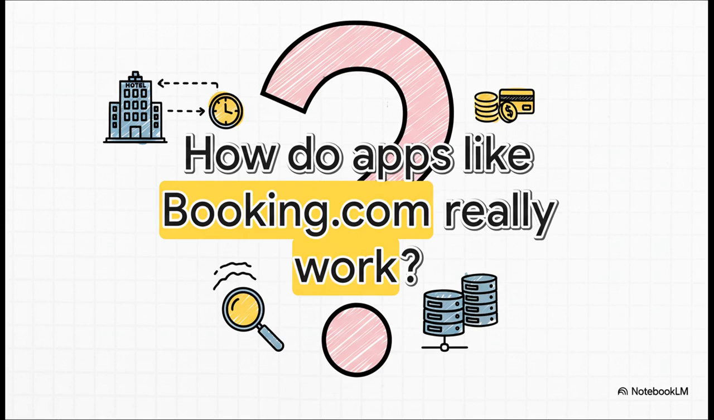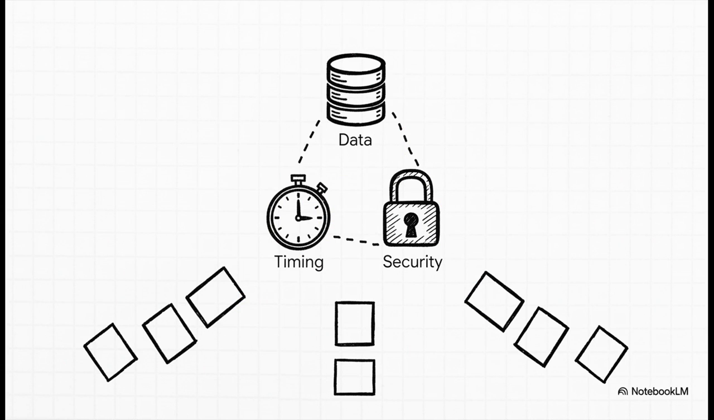You're scrolling, trying to find a hotel, and you just kind of wonder, how does this actually work? I mean, what's really happening under the hood when an app like Booking.com has to juggle millions of users, check if a room is still available, and then handle your credit card, all in a split second? Well, it's this incredibly complex dance of data, timing, and security.